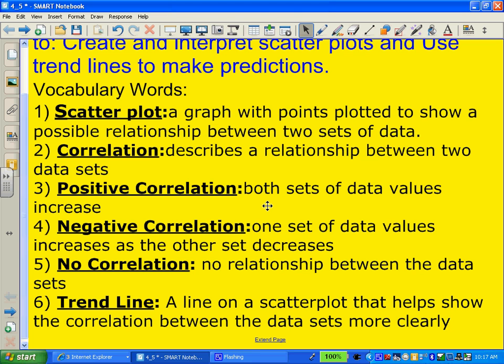And then the last thing we're going to talk about today is called a trend line. That's also known as the line of best fit. And this is a line that you put on a scatter plot to help show correlation more clearly.